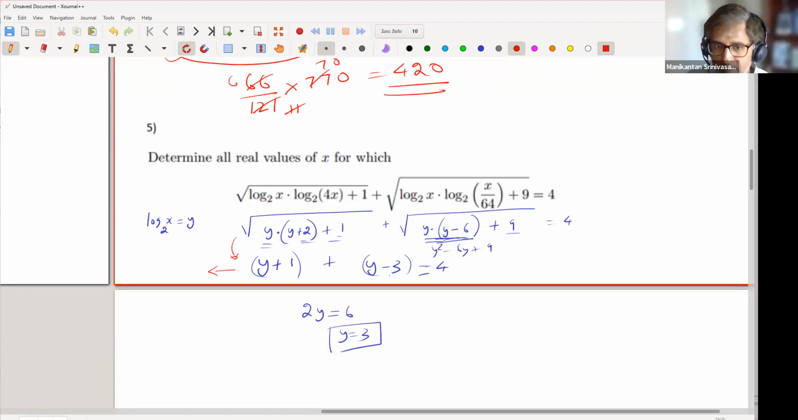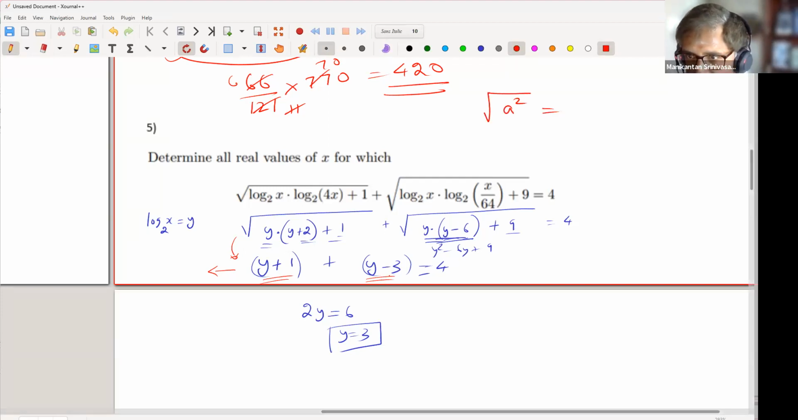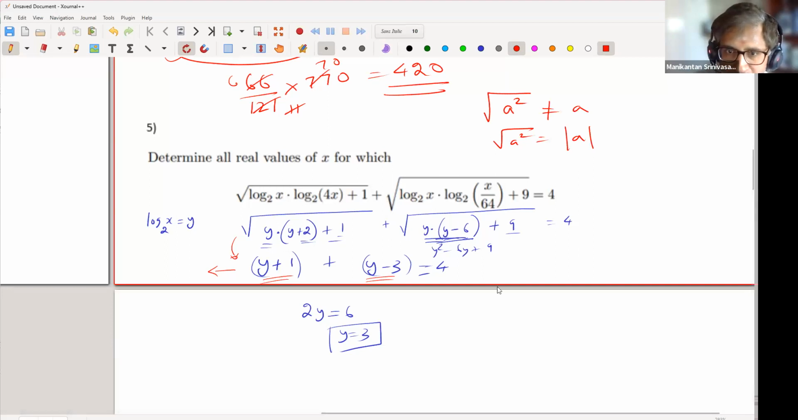So what if y plus 1 is negative? The square root of that would be negative of y plus 1. Similarly, what if y minus 3 is negative? Square root of that would be negative of y minus 3. So exactly as Rahil answered, square root of a square is not a. Square root of a square is instead mod a. So depending on whether a itself is positive or negative, it could differ.